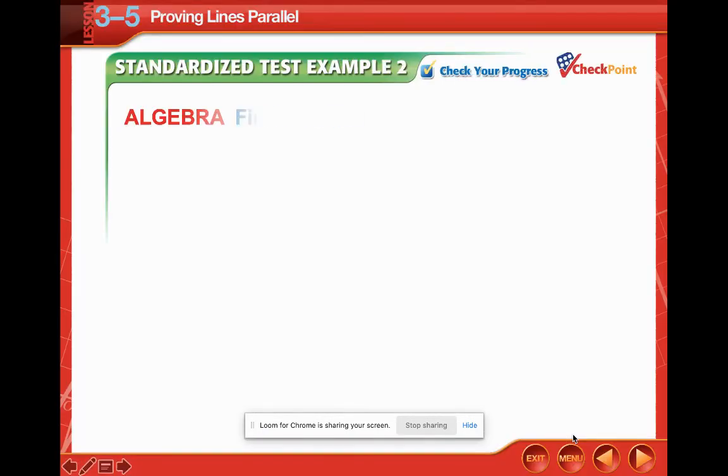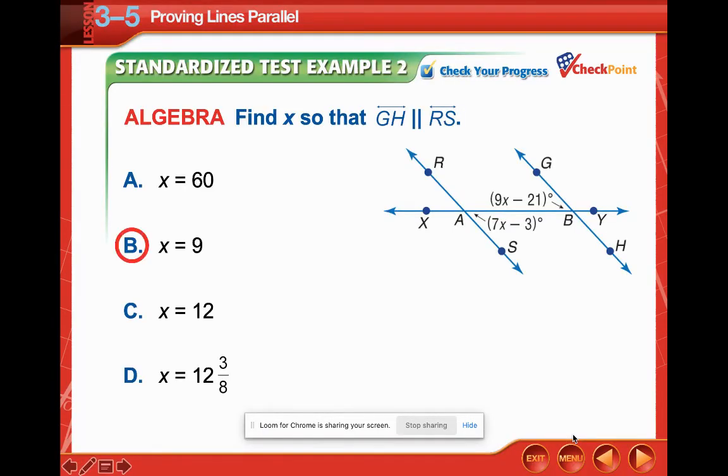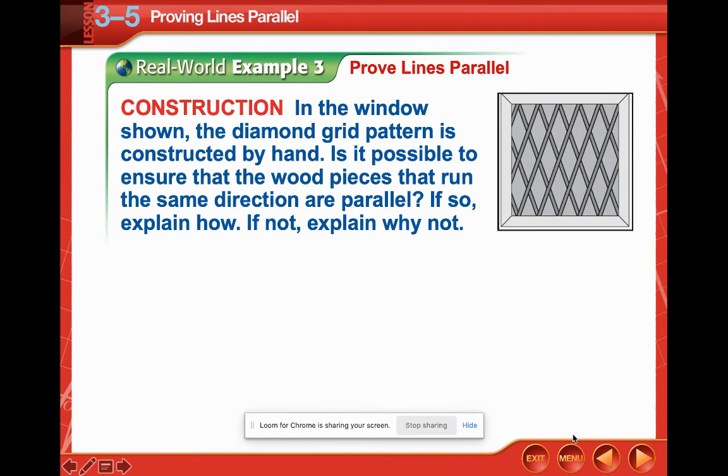Some fire geometry. Awesome. So, construction. In the window shown, the diamond grid pattern is constructed by hand. Is it possible to show the wood pieces that run the same direction are parallel? If so, explain how. If not, explain.